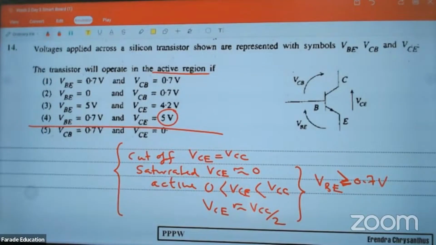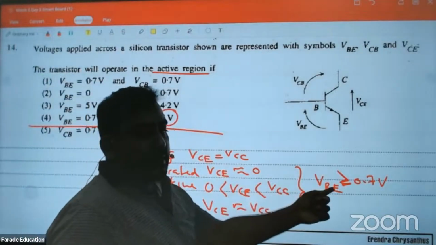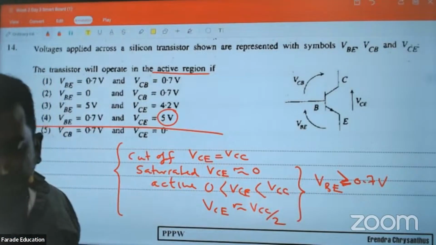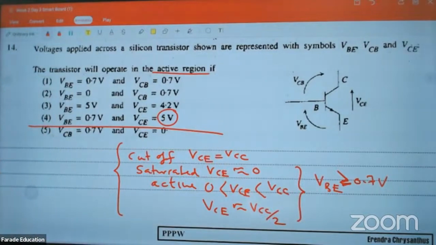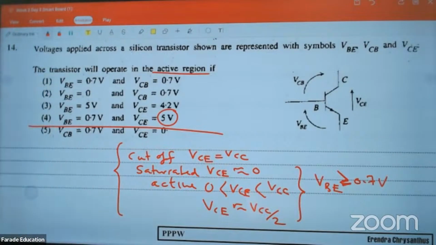As shown below, in the active region, base emitter is forward biased.